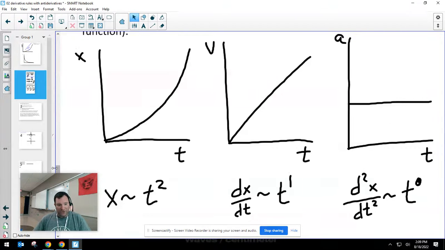And so the position function is a quadratic, t squared kind of function. And the velocity function, the derivative of the position function, depends on t to the first power. That's a linear function. And the acceleration function depends on t to the zeroth power, because something that we should remember right now is that anything to the zeroth power is one.